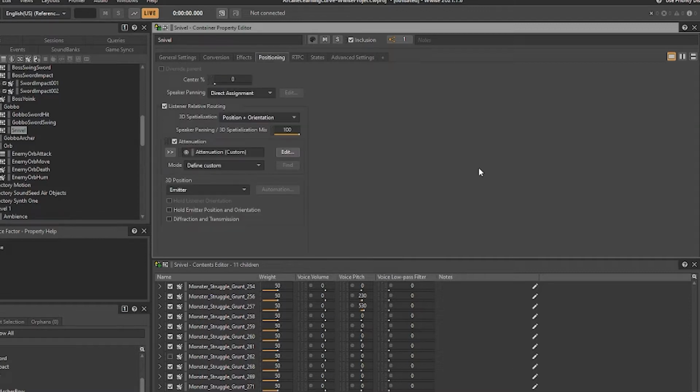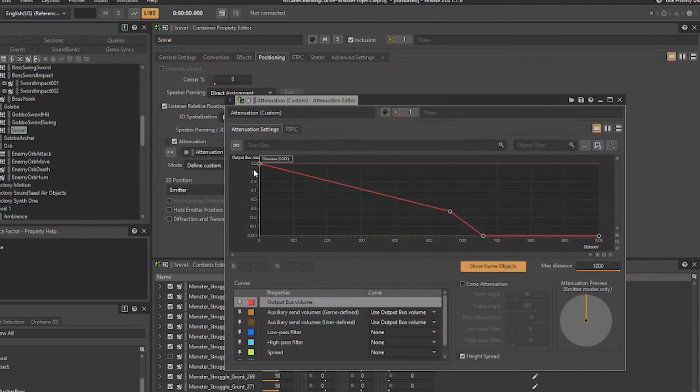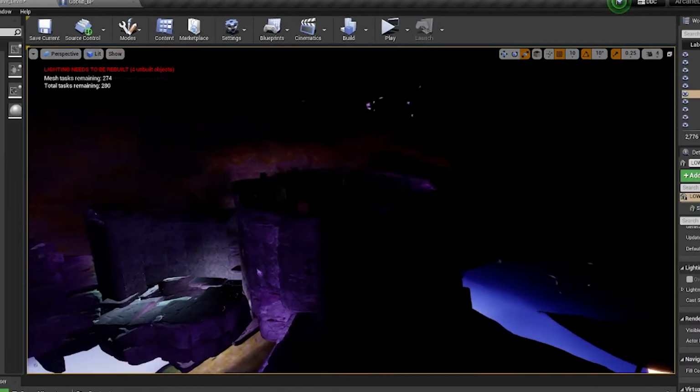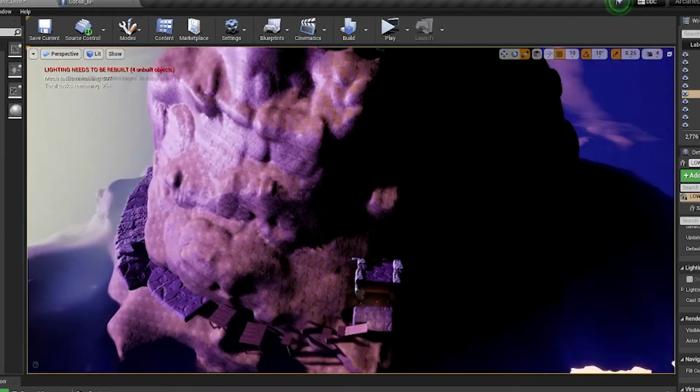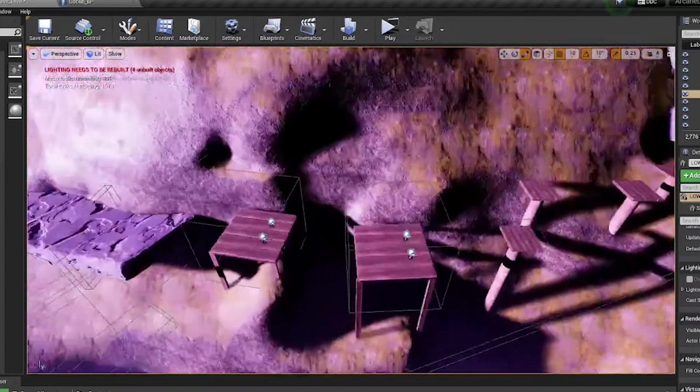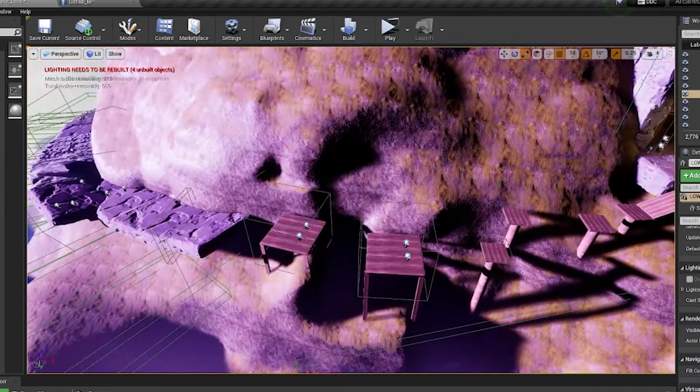The attenuation curve also helped to manage this nicely, which we can see here, with a max distance of 1,000 units. If we go back to the Unreal level, excuse me while I get out of the mountain, and we look here, this box is about 1,000 units. As such, only the snivels that are immediately important to the player are heard and prioritized.